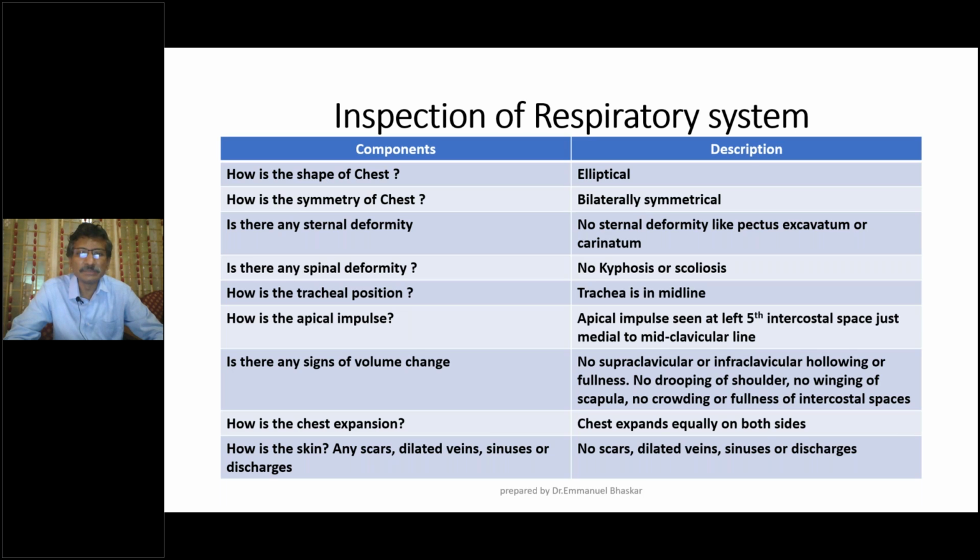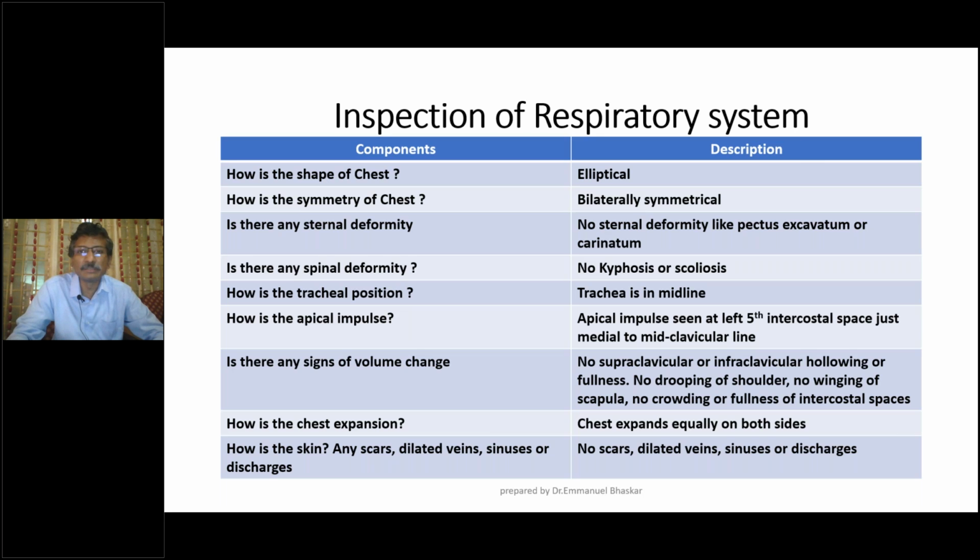Then you will tell how the chest expansion is. Generally the chest should expand equally on both sides. Then no scar, dilated veins, sinuses or discharge. So this is how you describe the inspection findings in a normal individual. If the findings are normal, these are the phrases or words you will use to elaborate. Is the description of inspection in a normal individual clear? Okay. This is just a revision of what we have already discussed.